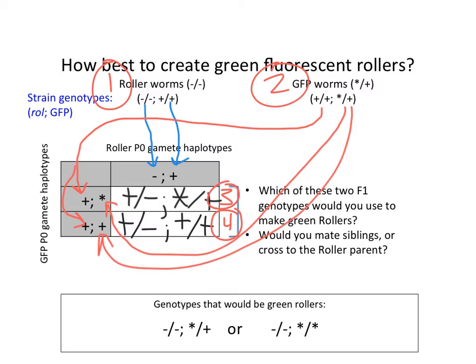So is it better to mate siblings? Let's focus on these 2 questions. Is it better to mate siblings together, mate F1 individuals together, or would you mate kids with their parents?